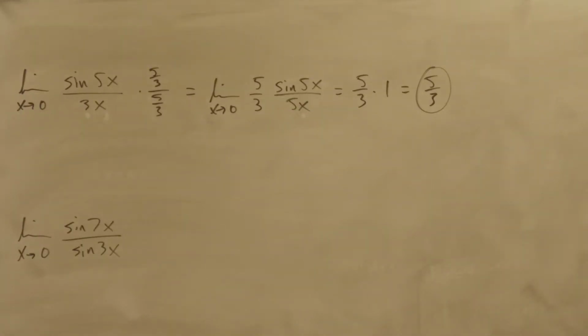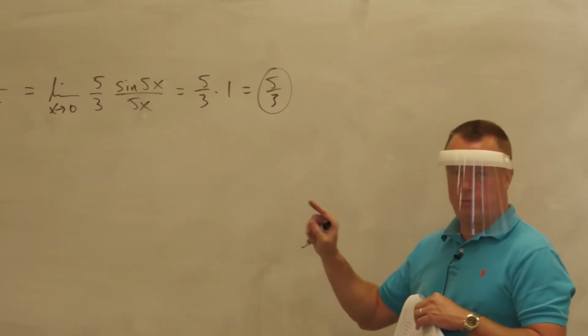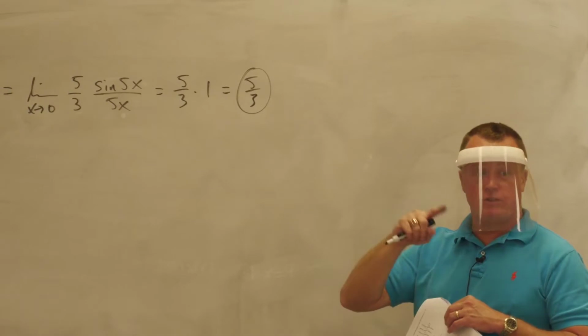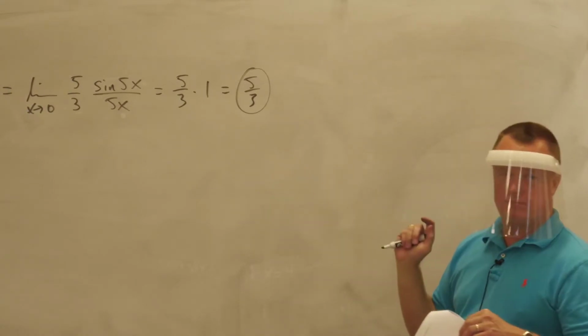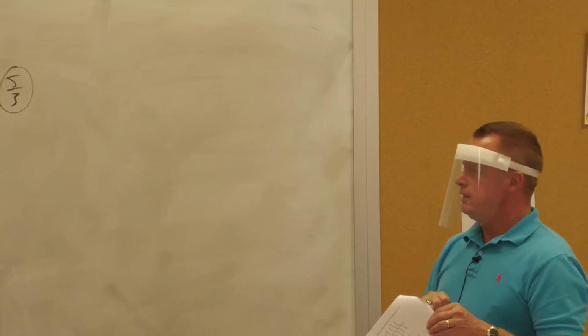For these though, isn't it always going to be, for this one, 7/3? Won't it always be that way when you have sine over sine? It would be if it was 3x on the bottom, but this is sine of 3x on the bottom. Oh. Yeah, if it was just 3x like the other one, it would be. So this is a little different because you've got that sine of 3x on the bottom.